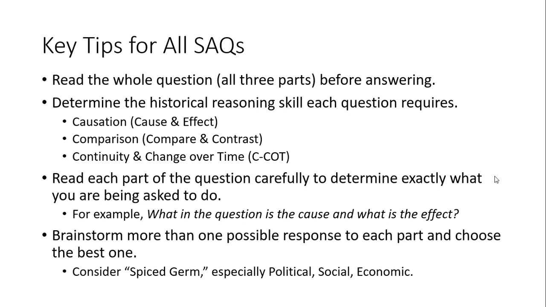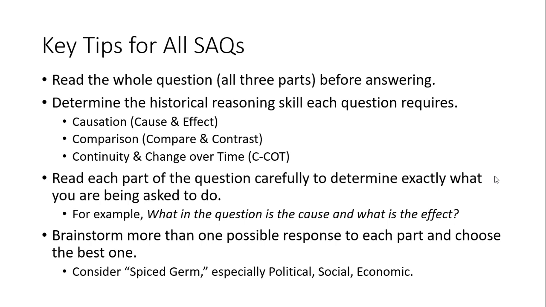If possible, brainstorm more than one possible answer to each part. If the question asks you for an effect of the American Revolution on American society, try to think of at least 2 possible answers. Then choose the one you feel more confident in, or you feel you can say more about, or speak to with maybe more specificity, and then develop that one.